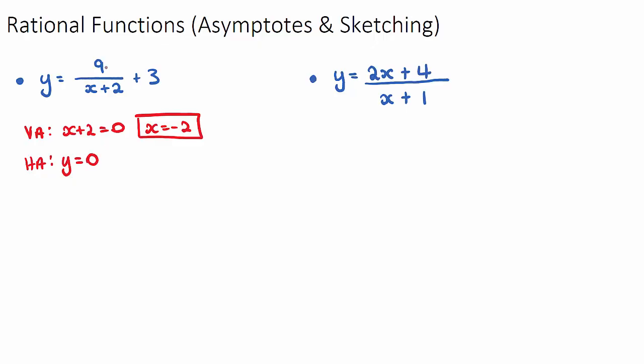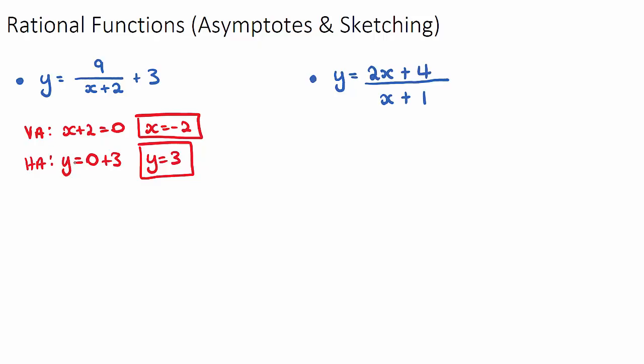But then we need to consider if there is a vertical shift to our rational function, and that's a plus or minus a constant at the end of our function. And if there is one, we need to add or subtract whatever that is, because that's going to shift our whole function up 3 units. So our horizontal asymptote will be 0 plus 3. So y will equal 3. So they are the two equations of our asymptotes, our vertical and horizontal.